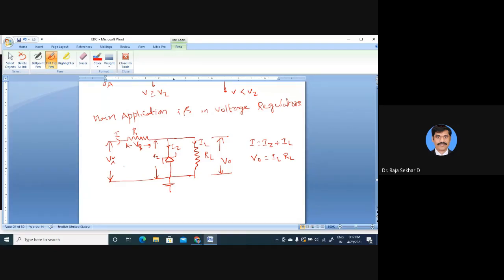So in any given problem, we have to find the voltage across the Zener diode. If the voltage is greater than VZ, then it is on. If it is less than VZ, then it is off.